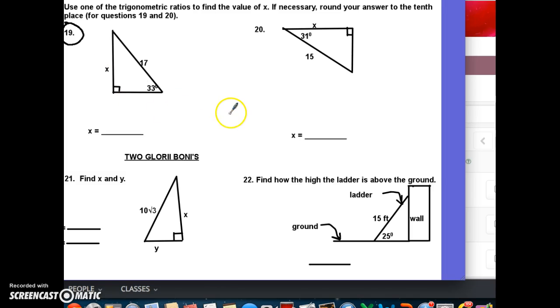All right, let's take a look at some of the application now of the sine, cosine, and tan. Use one of the trigonometric ratios to find the value of x, rounding your answer to the 10th place. The 10th, I trust you know what that is. So let's go ahead and look at this one. We have an angle, 33, and we're looking for x. So the question is which one to use.